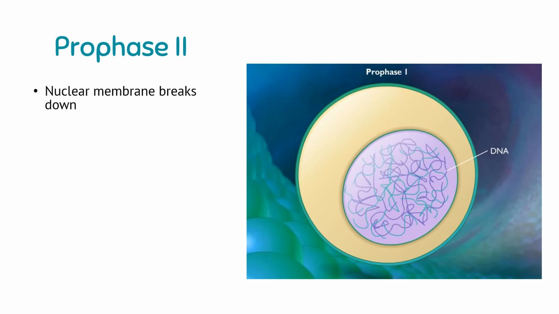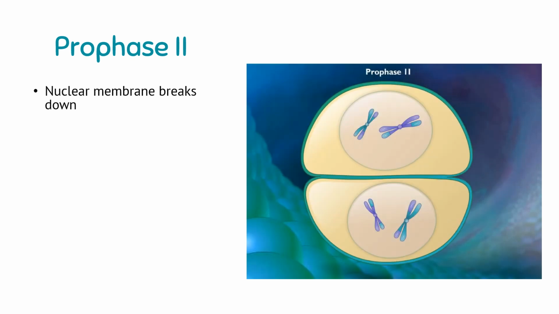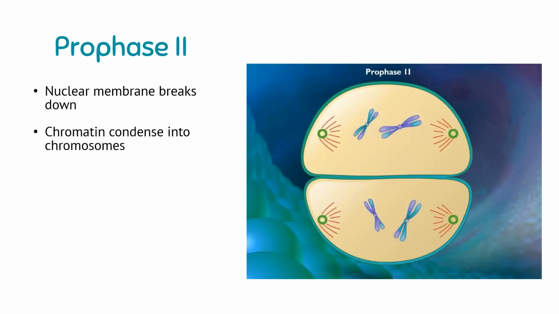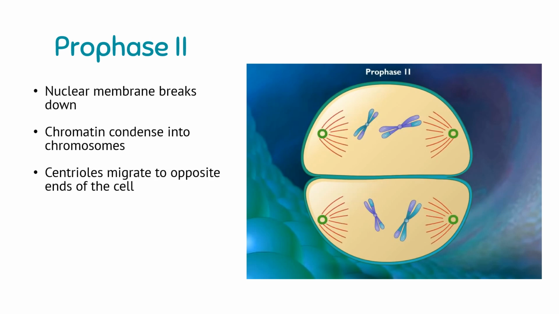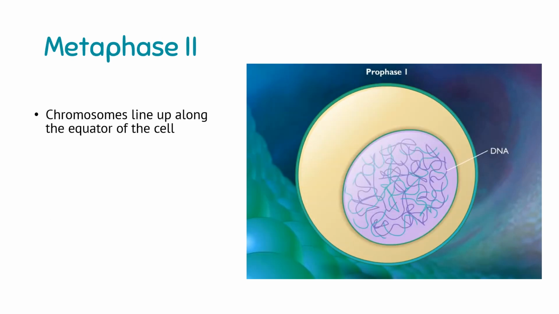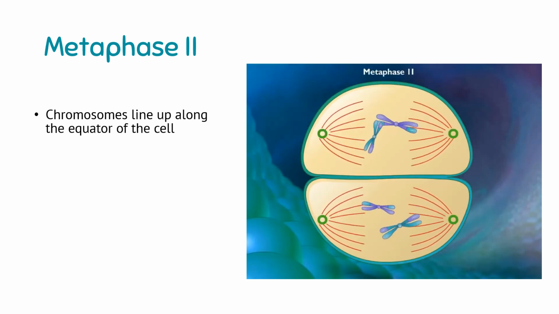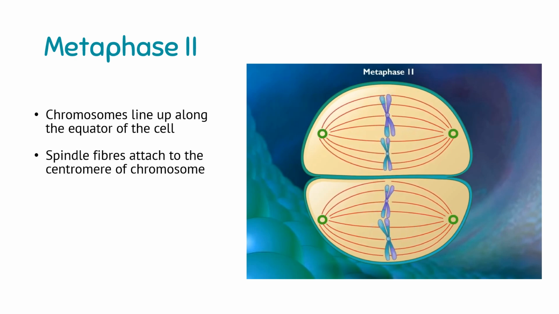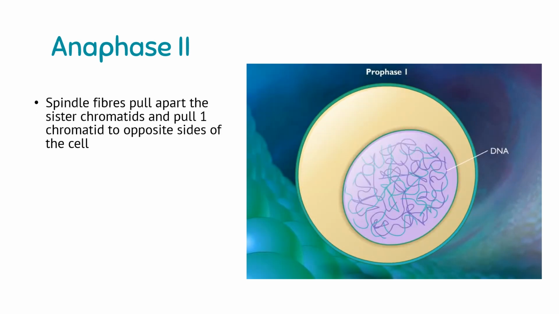So the first stage of meiosis 2 is prophase 2, so the nuclear membrane breaks down again, the chromatin condenses into chromosomes, centrioles migrate to opposite ends of the cell, the spindle fibers begin to form, and then we go into metaphase 2. The chromosomes line up along the equator of the cell, as you can see here. The spindle fibers attach to the center of the chromosome, so this is similar to what we have gone over before, and we enter anaphase 2.